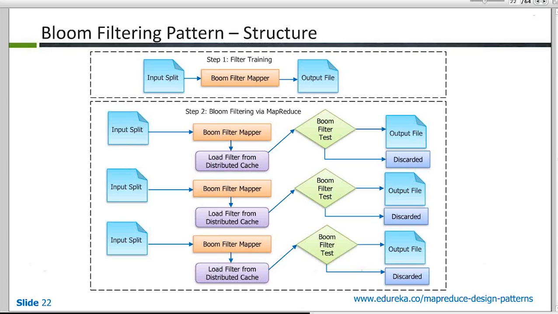And then you have the test part here, in which we load the filter from the distributed cache. So the filter was generated in the first stage over here. It was stored on the HDFS, and we load that into the mapper using a distributed cache. And then the BloomFilter test is done on that filter. And then we have the output file and the discarded set.